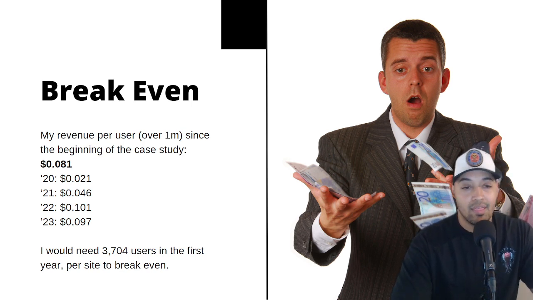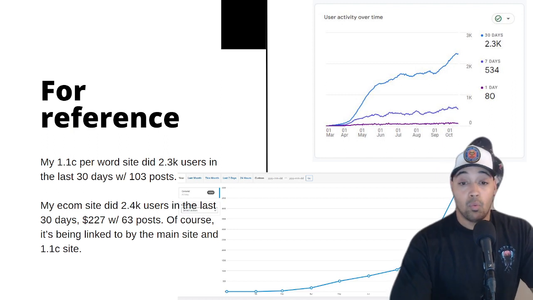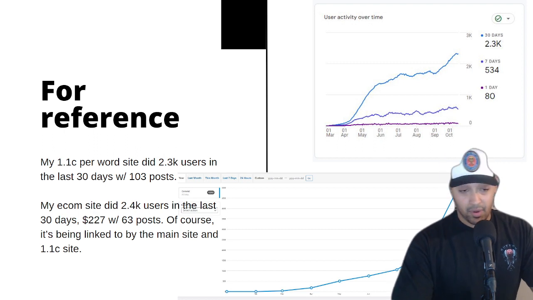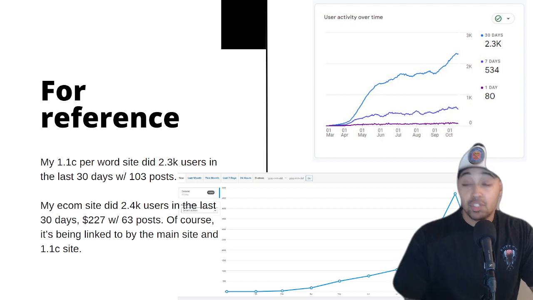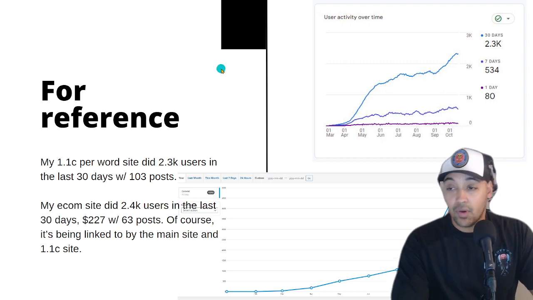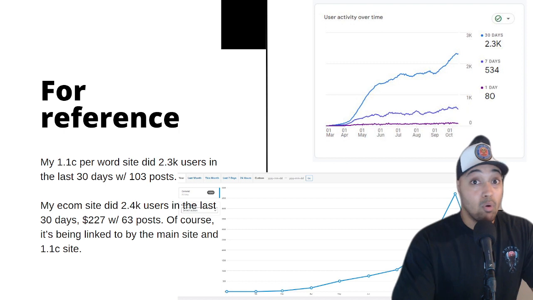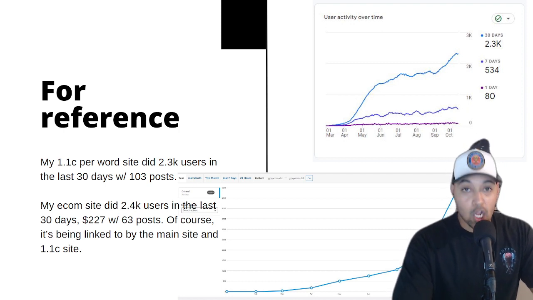So with the cost being about $300, we'll say I need about 3,700 users in the first year to break even. That's not unreasonable, considering this is the 1.1 cent per word site. In the last 30 days, 2.3 thousand users. That's the chart, it started in March. Boom, huge, and then oh yeah, we're still going up. 103 posts, 1.1 cent per word, garbage.